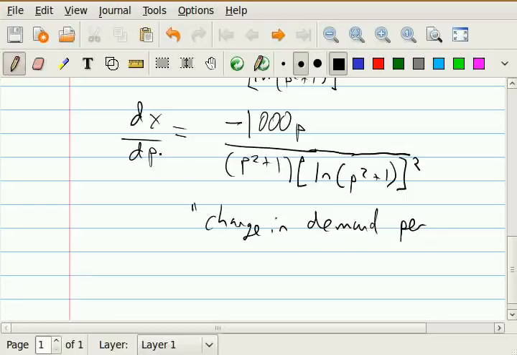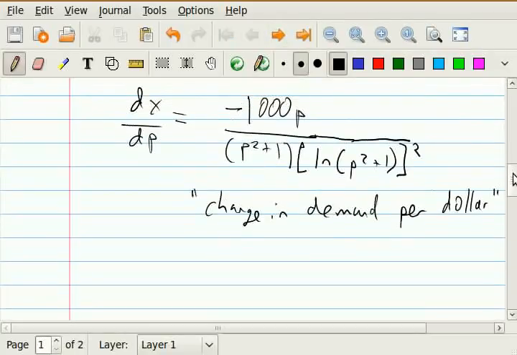And what do we mean by change in price? Well, we're talking about units of dollars, so we can say per dollar. Change in demand per dollar. So what that means roughly is that if you put a number in for p, this derivative will give you the rate of change of demand per dollar. Again, we'll look at the rest of the question here and we can interpret it.